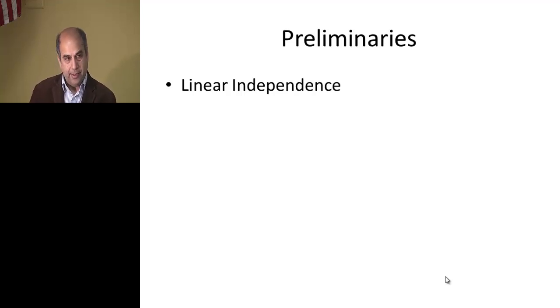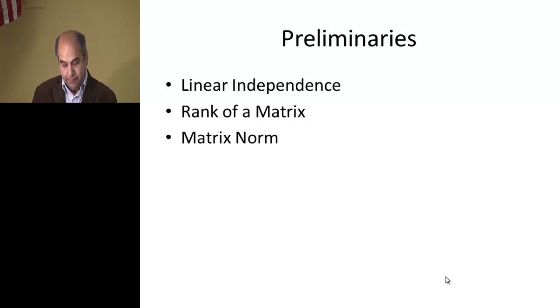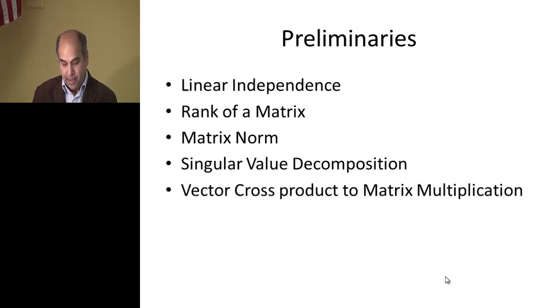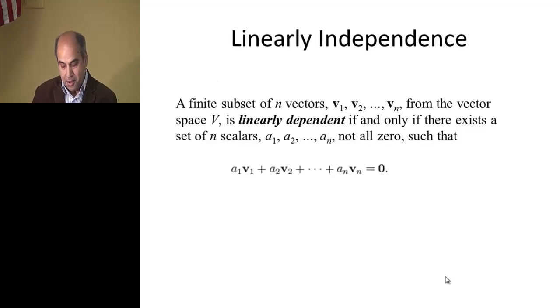So one idea is called linear independence, and most of you must be familiar with that, but just for the sake of completeness I want to cover those. Then the others are rank of a matrix, matrix norm, singular value decomposition, vector cross product, vector cross product to matrix multiplication, and RANSAC. Actually, there's a song about RANSAC also. I'll play that for you also.